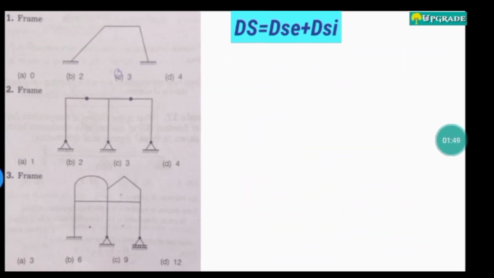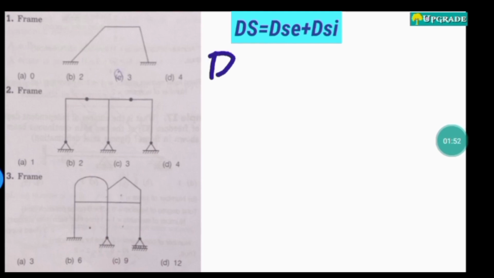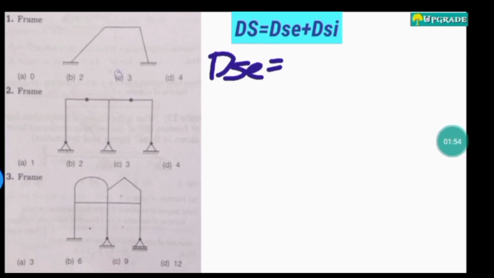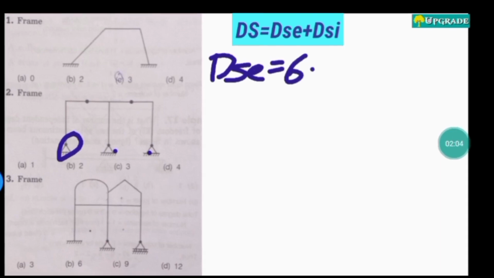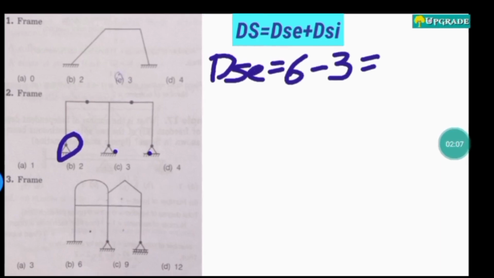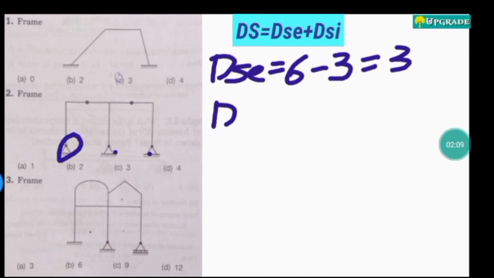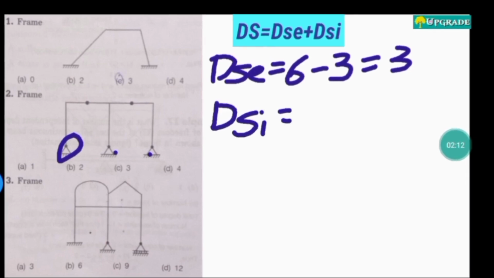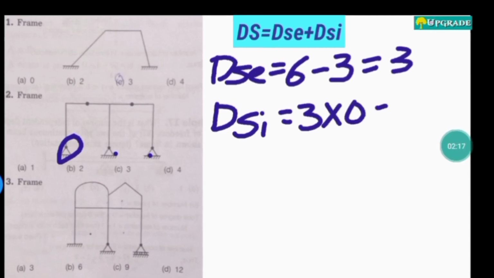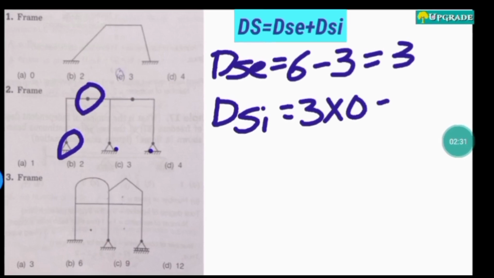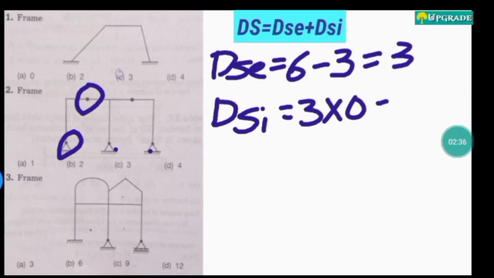Problem number two is also a frame, so go through dsc. The formula is r minus 3, where r is reactions. A hinge has 2 reactions, and this is also a hinge and this is also a hinge, so 2 plus 2 plus 2, total 6 reactions, minus 3, so dsc will become 3. And dsi, the formula is 3c minus rr, so 3 into c is 0, minus released reactions. The released reaction formula is m dash minus 1, where m dash is the number of members connecting to each hinge.